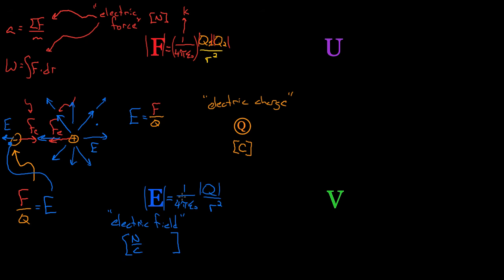So all charges create electric fields. Positive ones create fields pointing out. Negative ones will create fields pointing in. So if you had a negative charge sitting here and you're like, hey, what kind of field are you going to create? This charge is going to create a field that points radially inward.